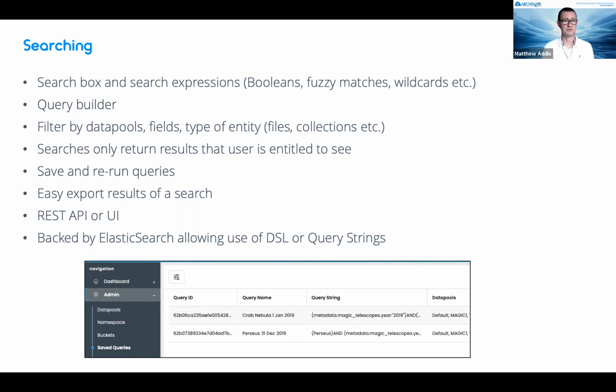Search results only return things that the user is actually entitled to see. As you saw, it's possible to save and rerun searches, and then the results can be exported. And I'll show a video a bit later on with more details of exporting. Searching can be done through the UI, as I showed, or it can be done through our REST API. And behind the scenes, we use Elasticsearch. So it's actually possible to use a full query language for Elasticsearch queries, as well as more simple query strings.